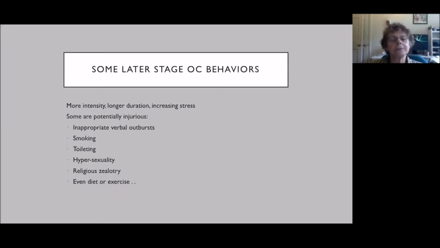Smoking, which is a habit, can become an obsession in individuals with Huntington's or other cognitively impaired diseases. Toileting, and of course toileting is normal, but it can get out of hand and become something that's repetitive, that someone has to do, or they're very upset not doing. Hypersexuality is another behavior that can fall in this category. Religious zealotry also. Even diet or exercise.